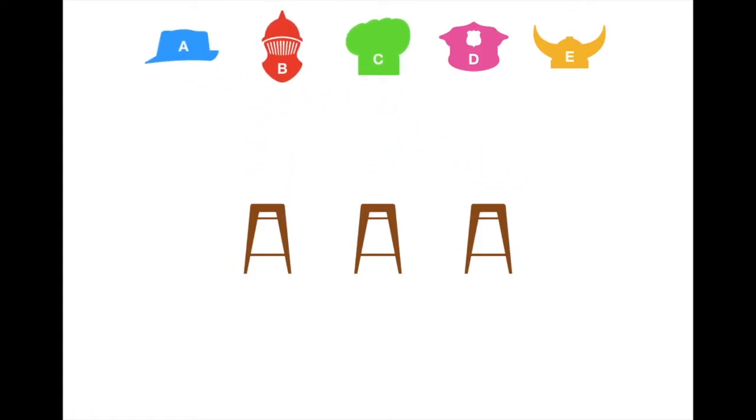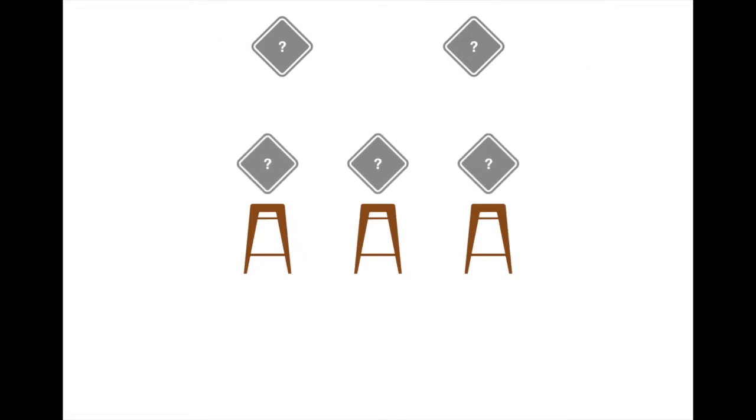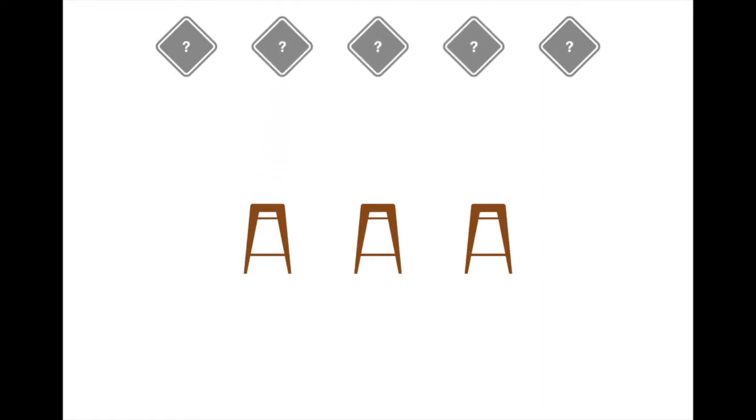Well, what I want to do to start off is let's just cover up all the hats and just label them as some mysterious unknown hat. I don't really concern myself with which hat is which, just that I have 5 hats. I could place these 3 hats down on stools, or I could place these 3 hats down on stools. It doesn't really matter, but I'm concerned with just the number of ways I can do this.